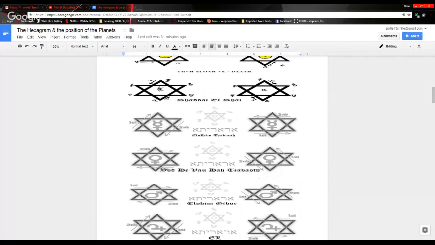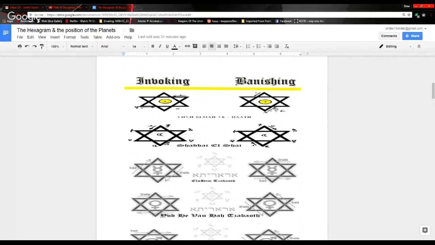For the moon, now if you pay attention to how we banished the sun, we banished it with the moon. So when we go to do the moon, we start and do it the same way we did the banishing to invoke the moon. Shaddai el-Chai.